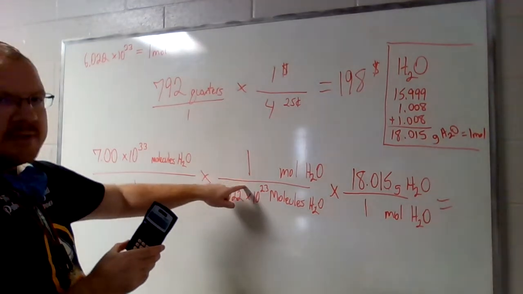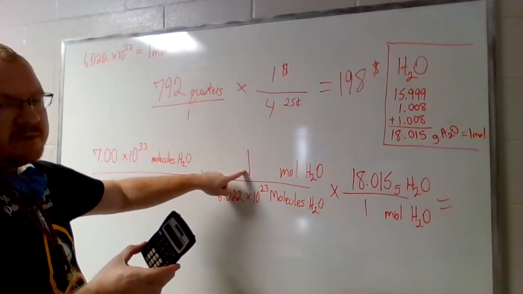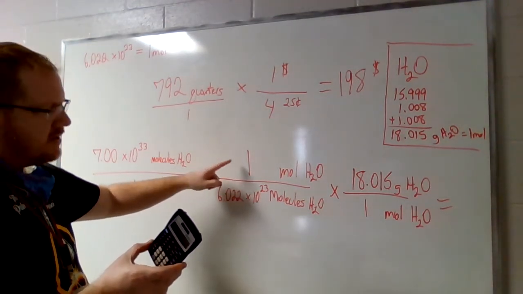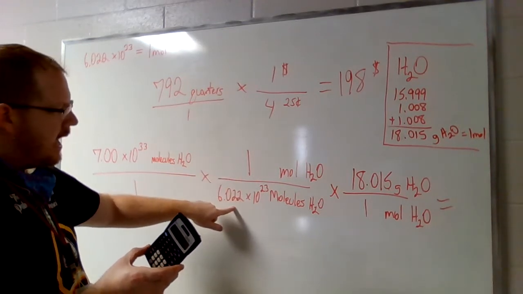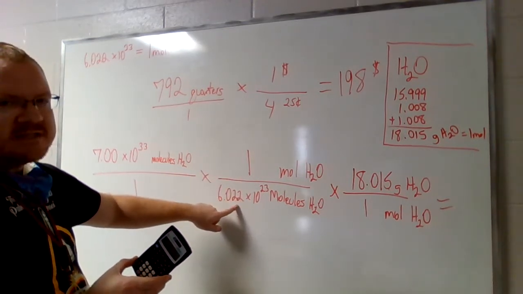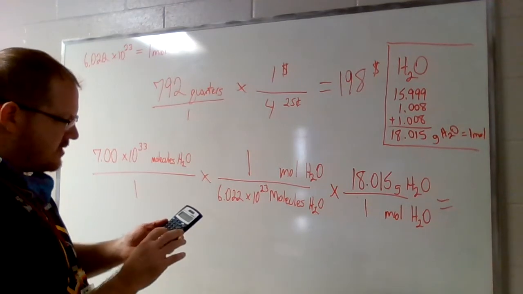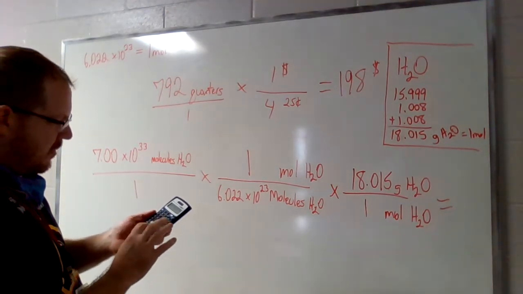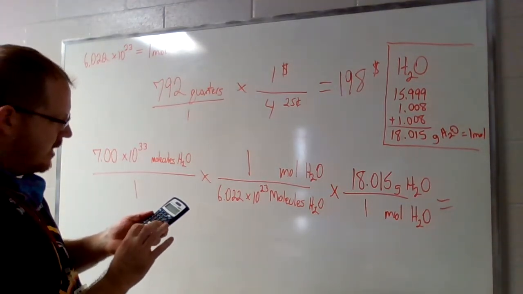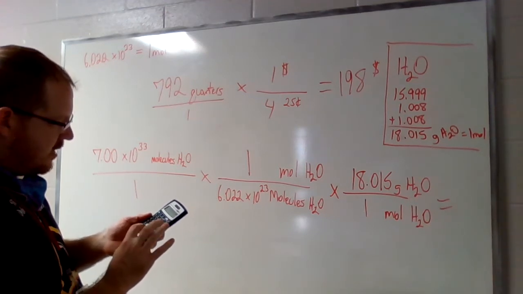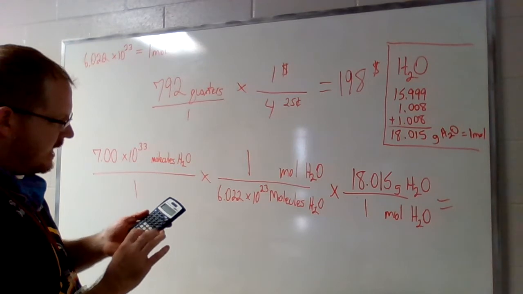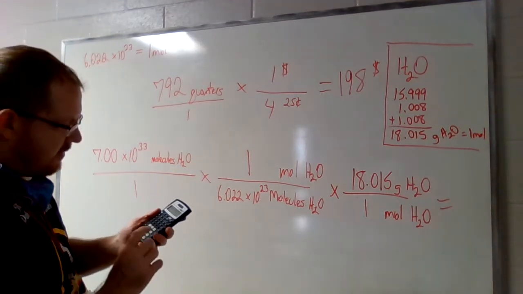My next step, I can multiply by 1 if I want to, or I can just skip it because multiplying or dividing by 1 won't change anything. I'm going to divide, because this is on bottom, divide by Avogadro's number. So I hit divide, 6.022 times 10 to the 23rd power. And I'm just going to go ahead and hit enter here so I can write this down.